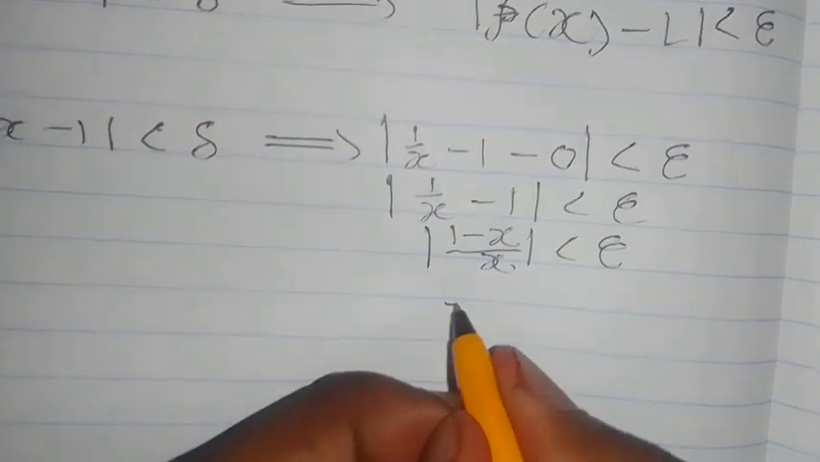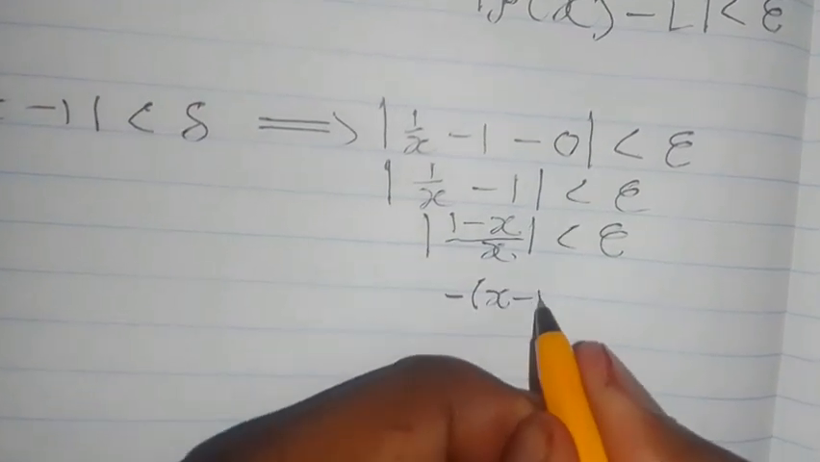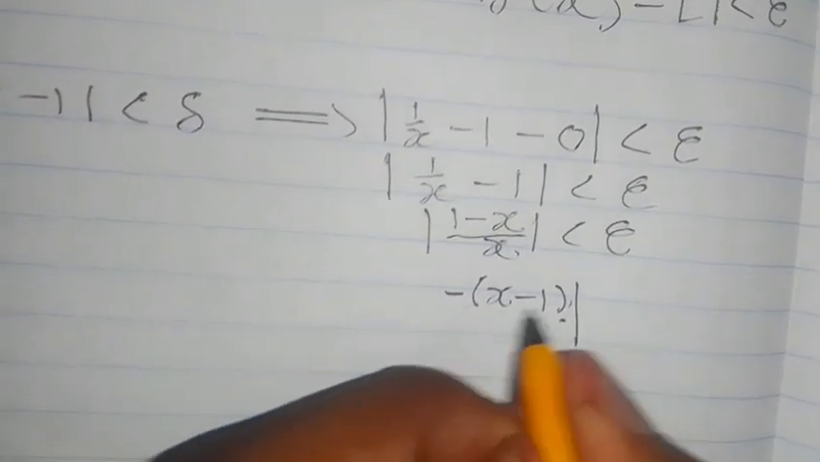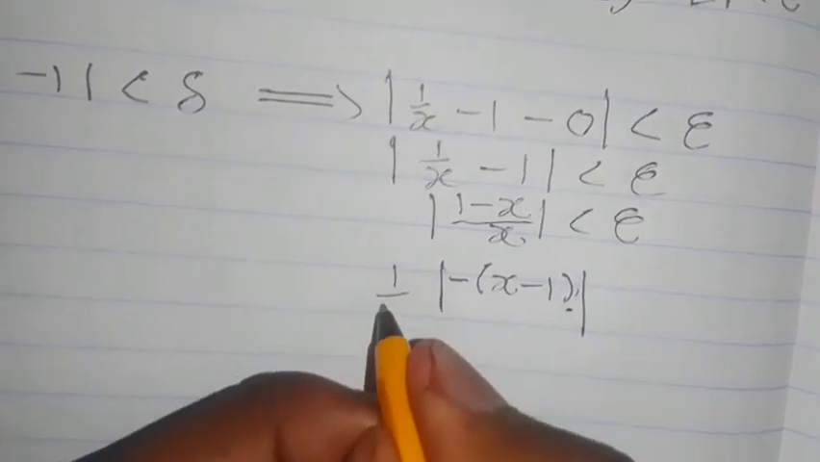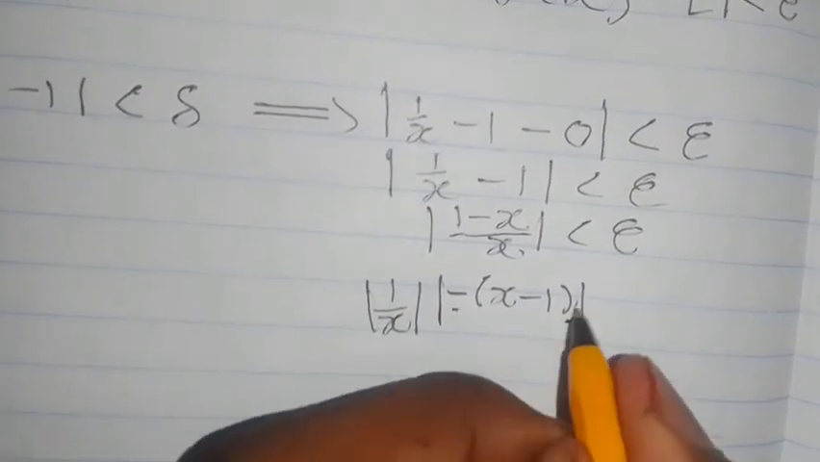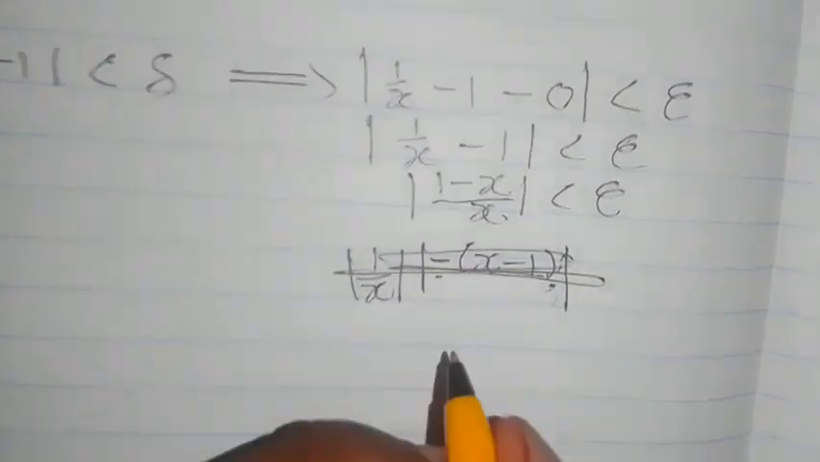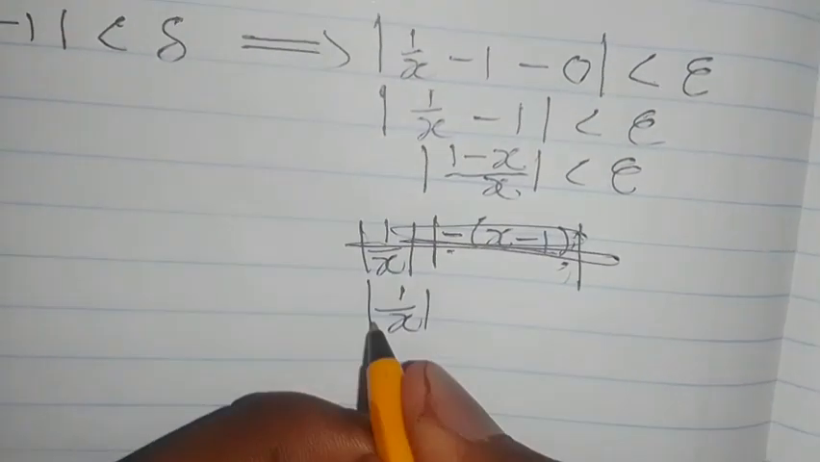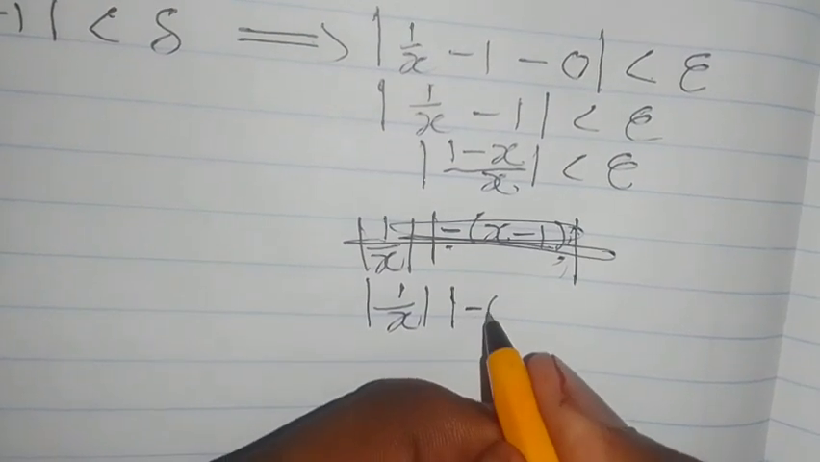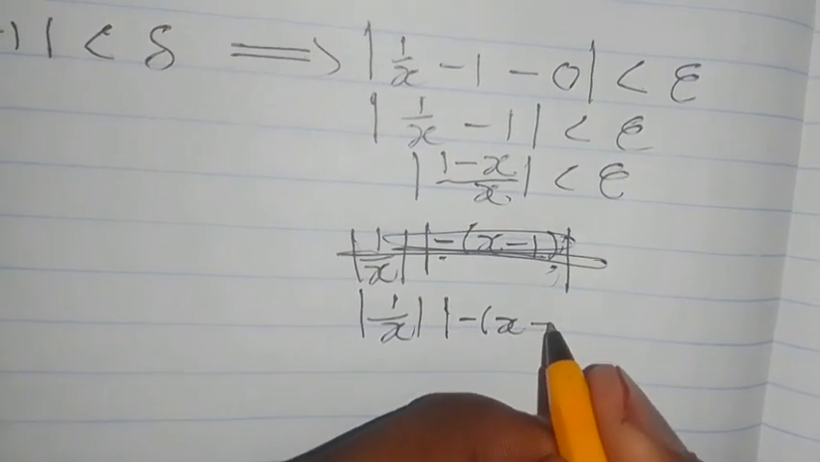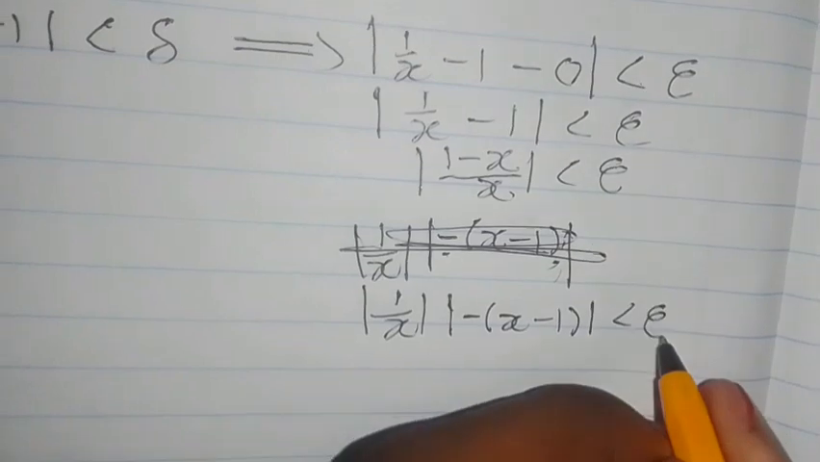We're going to have minus 1 times x minus 1 like this inside the absolute value. Then we can take the 1 over x outside. So then we have something like this. I apologize for this writing. Let me just rewrite this. 1 over the absolute value of 1 over x multiplied by the absolute value of negative 1 times x minus 1. This will be less than epsilon like this.